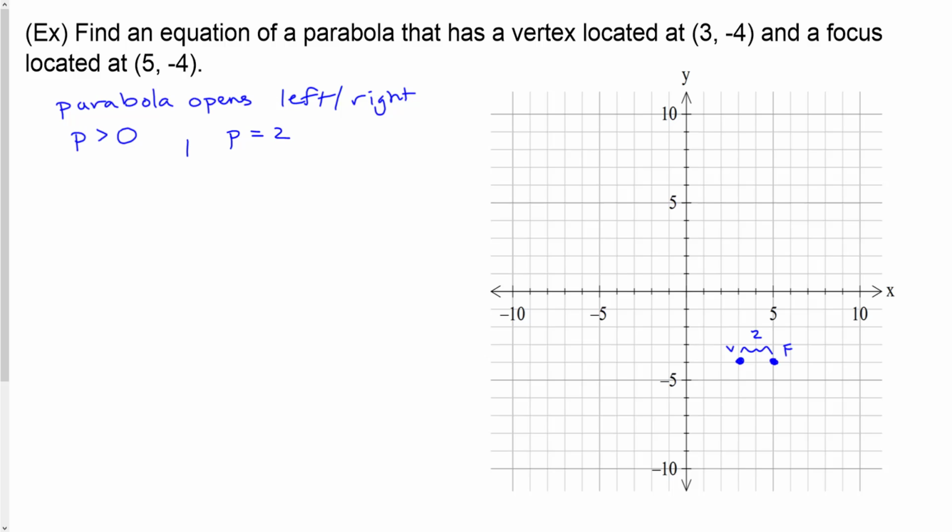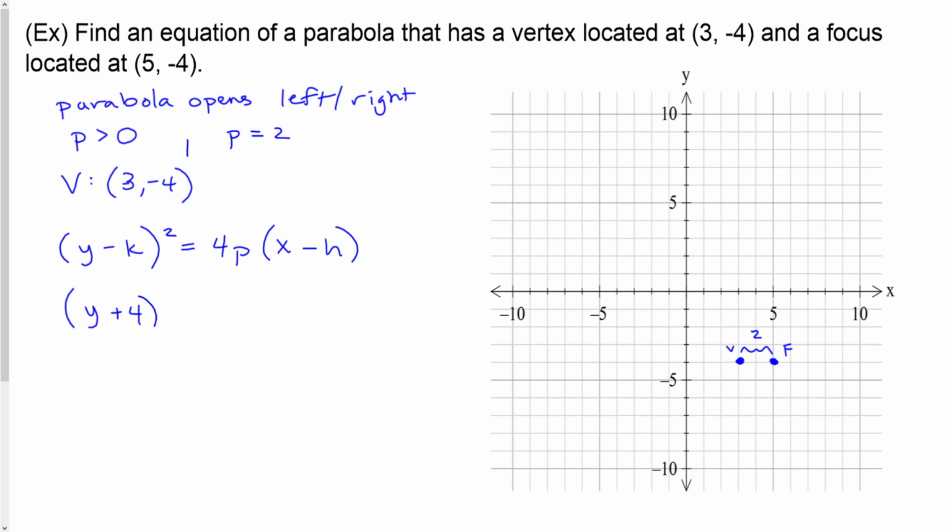And knowing that, along with the location of the vertex, which I was just given as 3, -4, I can take the general equation here, y minus k quantity squared equals 4p times x minus h. So that's a parabola that's opening left and right. And just plug in my values for p, h, and k. So y plus 4 quantity squared equals 8 times the quantity x minus 3.